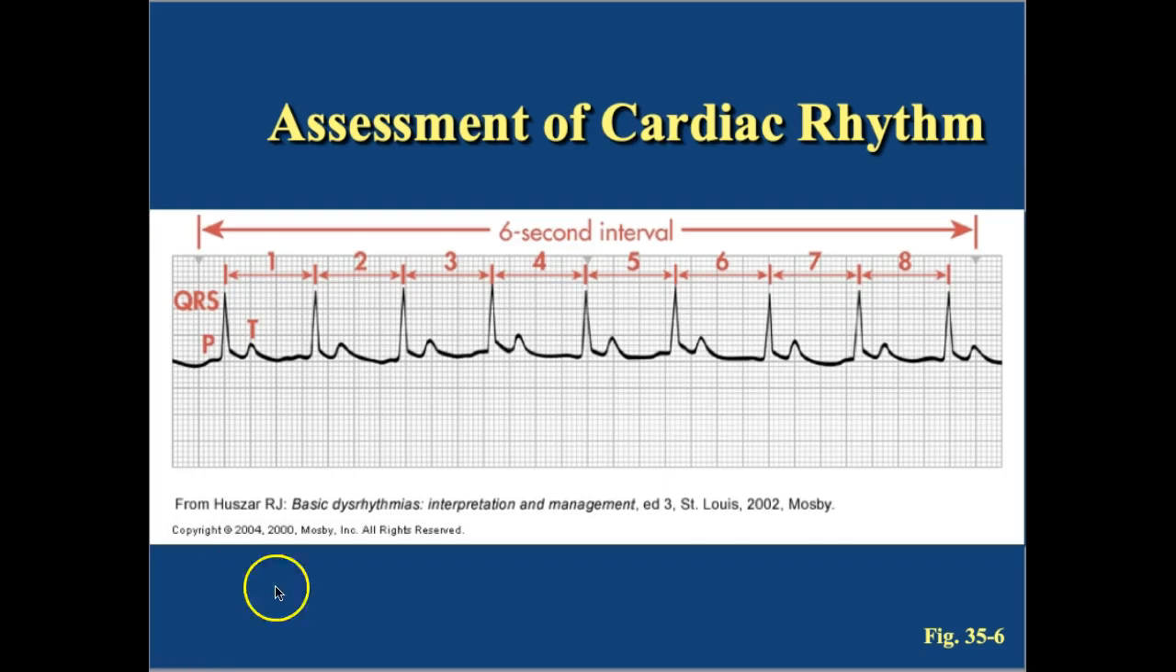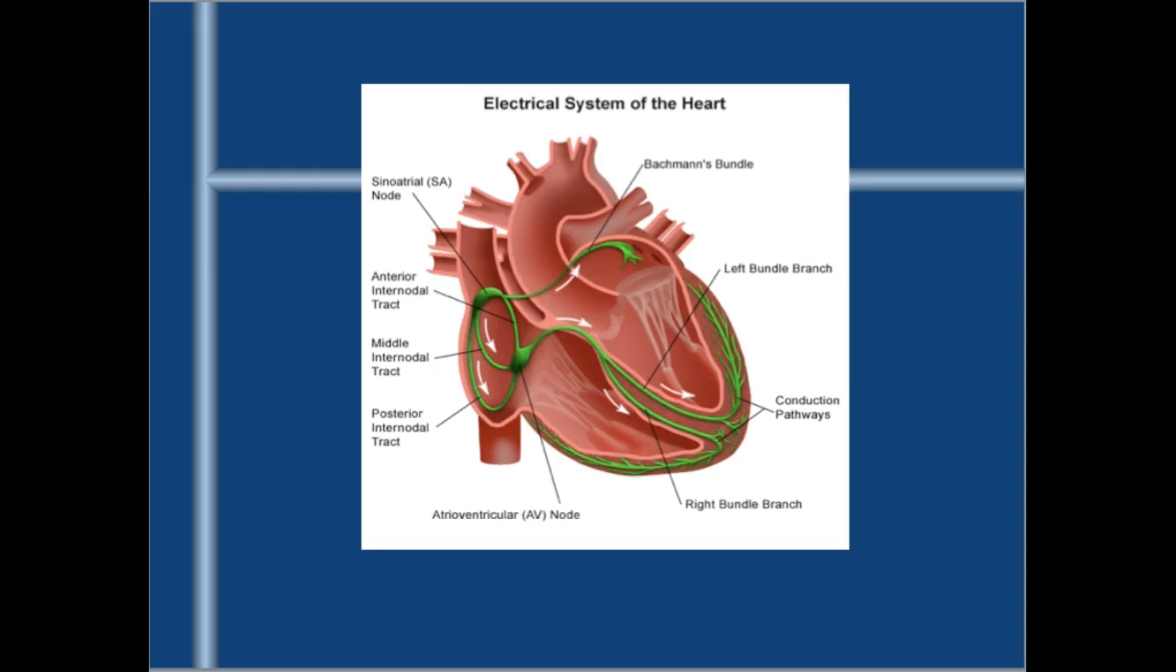So again, the quickest way is to use this 6-second interval. Depending on your patient and the type of rhythm they have, you may want to use the method where you count the big boxes. Both will work and both are fairly quick. So let's talk about normal just for a moment. I know you guys know this, but a quick review.